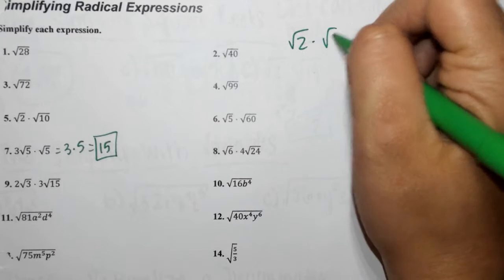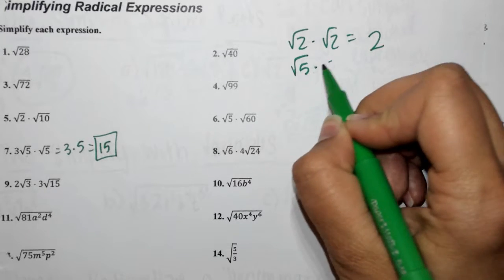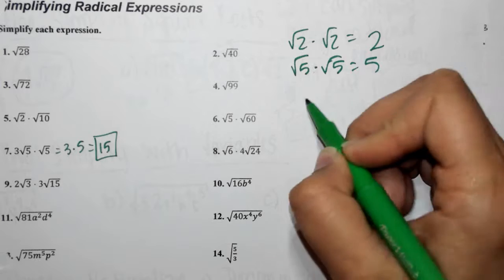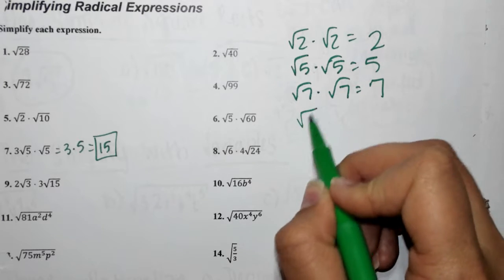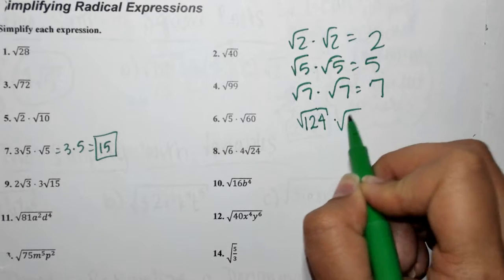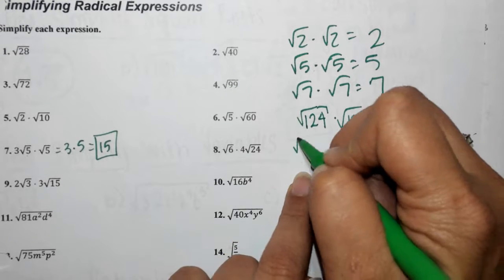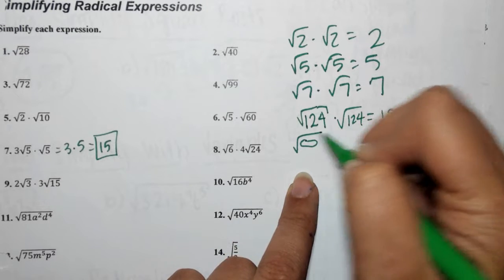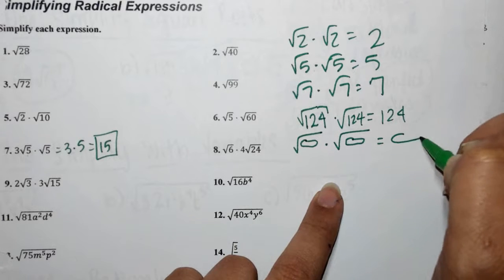So if I have the square root of 2 times the square root of 2, that's just 2. If I have the square root of 5 times the square root of 5, that's just 5. If I have the square root of 7 times the square root of 7, that's just 7. And if I have the square root of 124 times the square root of 124, that's just 124. If I have the square root of a potato times the square root of a potato, that's just a potato.